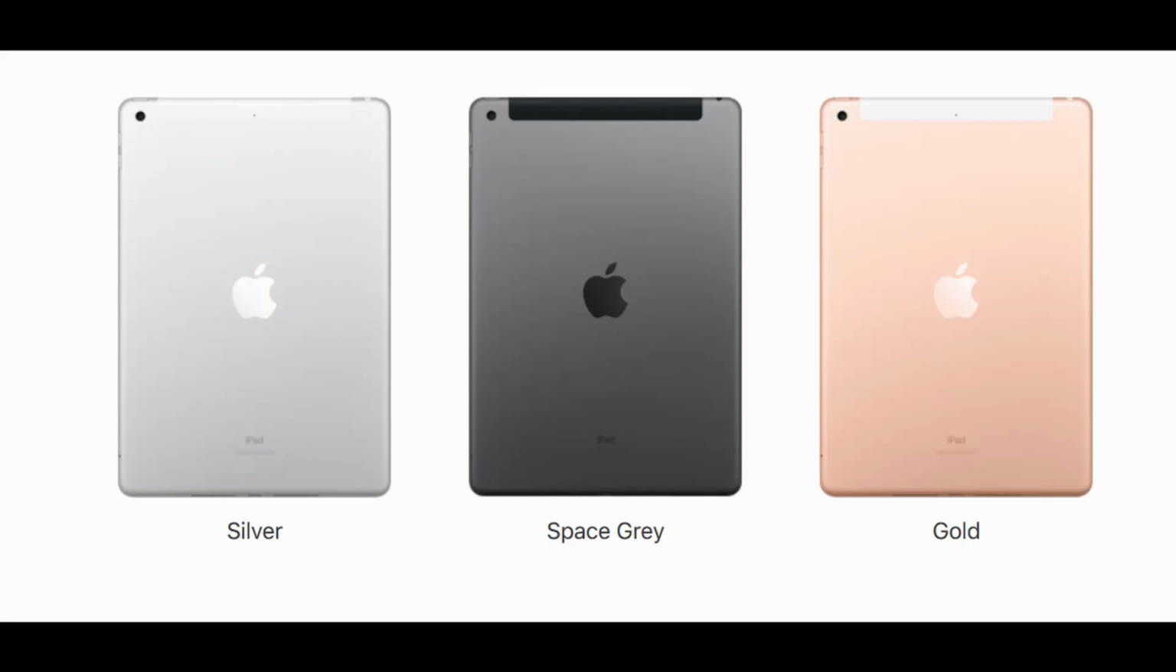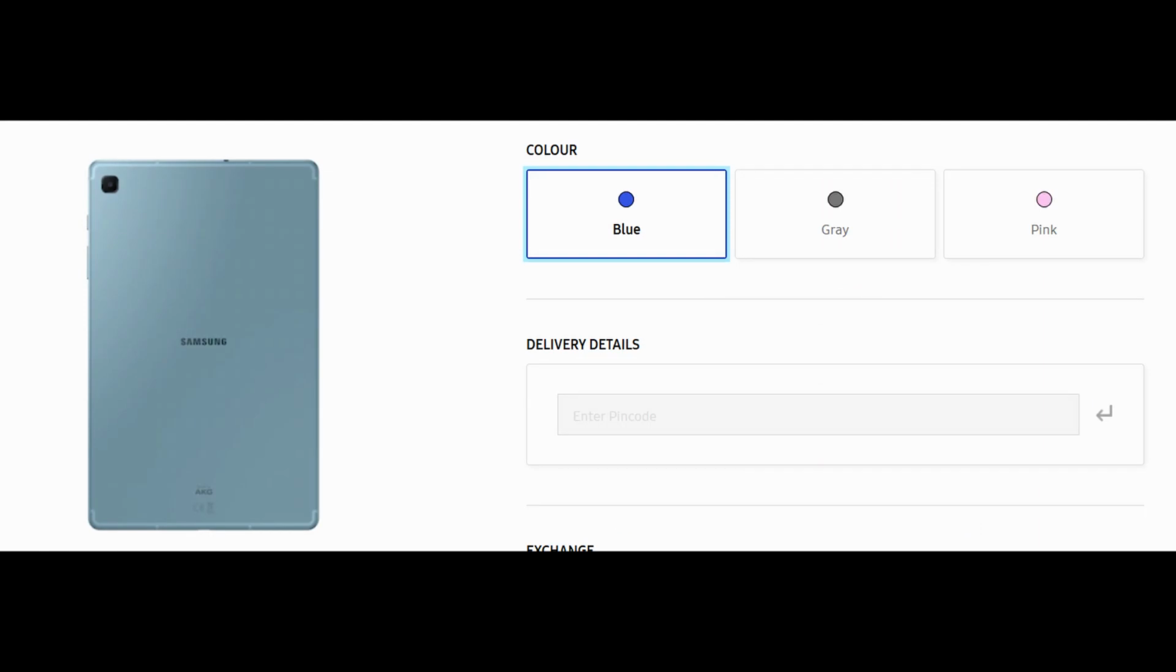Next, the color options which you get. Apple's iPad comes in three color options, that is space gray, silver and gold, whereas the Samsung comes in blue, gray and pink color options.